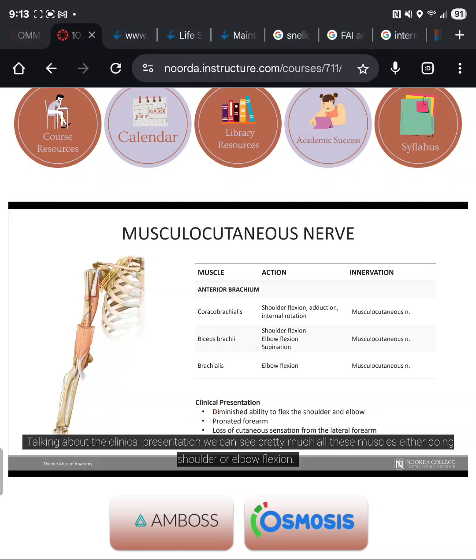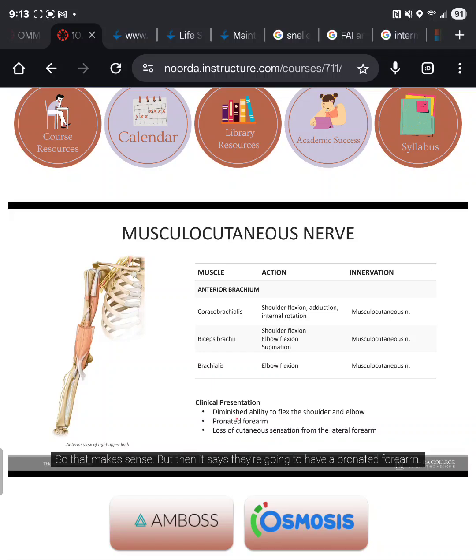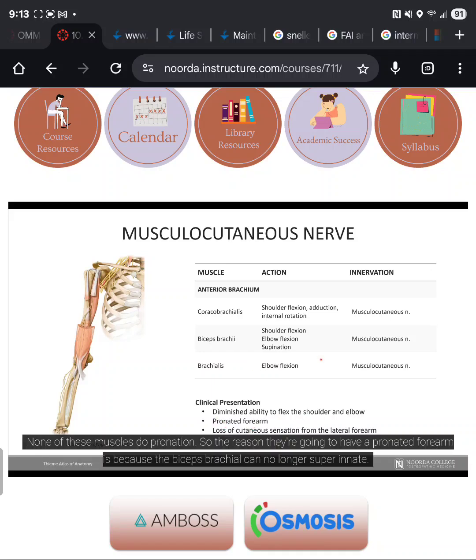Talking about the clinical presentation, we can see pretty much all these muscles are either doing shoulder or elbow flexion, so that makes sense. But then it says they're going to have a pronated forearm. None of these muscles do pronation. So the reason they're going to have a pronated forearm is because the biceps brachii can no longer supinate. So if they can no longer supinate and oppose the pronators, then the forearm will be pulled into pronation. And then the musculocutaneous nerve, it's a great name because it does these muscles and then it does cutaneous sensation. So for the sensation from the lateral forearm, we can see this portion of the nerve that continues after is just doing the skin of that area.